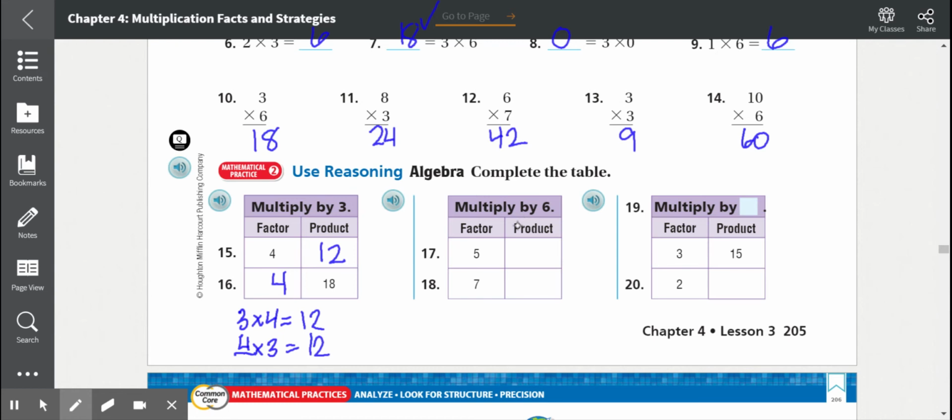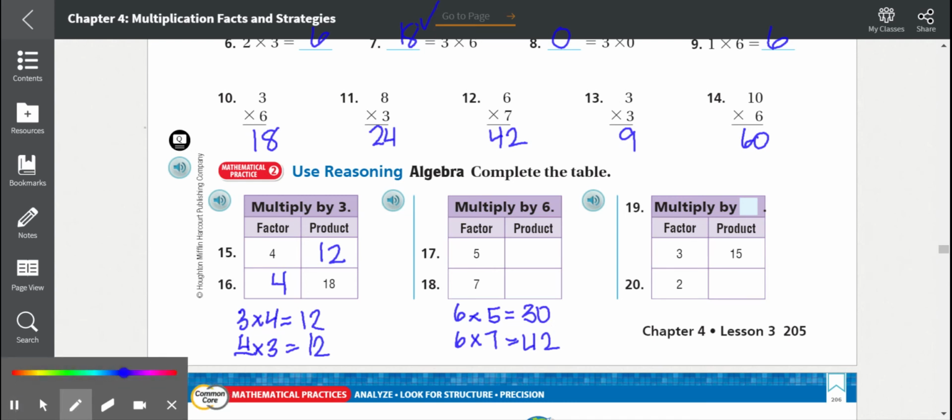Okay, now we're going to multiply by 6. So I want you to write down 6 and then 6. Here are the factors, times 5 and times 7. Then our products go up here. Well, 6 times 5, you just did it somewhere up there, is 30. And then 6 times 7, you already did it, is 42.